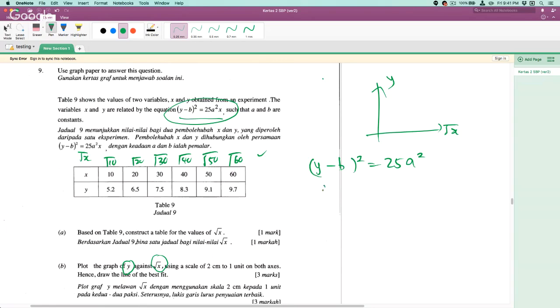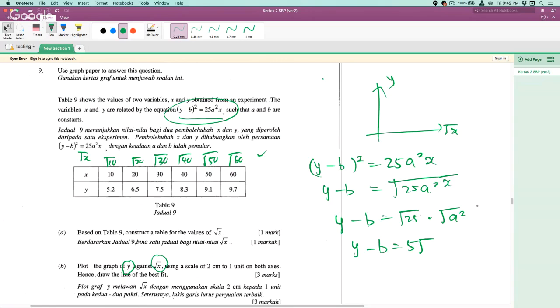The first thing is I move the square to the other side, becoming a square root, because I want to get square root x. So if I move the square root here, I will get the square root of 35a squared. So y minus b is square root 35 multiplied by square root a squared. Basically, y minus b equals 5 square root of a... oh, ax. I forgot about x. No wonder. Multiply with square root x. So square root a squared, square and square root cancel, and you are left with a square root x.